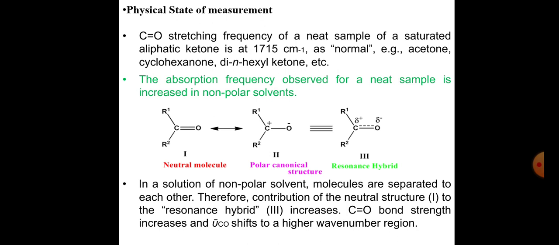The third structure is the resonance hybrid structure. This is not a complete transfer of electrons. In this case, the electron cloud is moved towards the oxygen. The oxygen gets a partial negative charge and carbon gets a partial positive charge. This is the resonance hybrid structure. In a solution of nonpolar solvents, the molecules are separated from each other. Therefore, the contribution of neutral structure 1 to the resonance hybrid structure 3 increases. The carbonyl bond strength increases and the carbonyl stretching frequency shifts to a higher wave number.